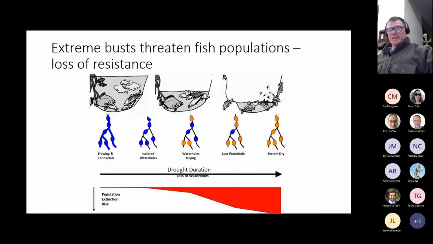But if you're a fish or some other species of turtles or freshwater shrimps, for example, you need there to be actual water present for you to remain alive. So the longer the bust period or the drought period goes, the greater the threat to the resistance of the populations of these animals. And this diagram, which has been much reproduced, illustrates how the longer a dry period goes, the fewer waterholes persist, and the greater is the extinction risk for a particular population at a regional or a meta-community scale.